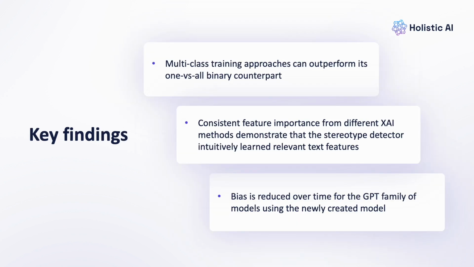Our findings are threefold. First, our multi-class training outperformed the traditional 1 vs 0 binary approach in detecting stereotypes. Second, we confirmed through various explainability tools that our classifier effectively learns and uses the right text features for identifying stereotypes. Lastly, by applying our model to the GPT series, we've observed a measurable decrease in bias over time.